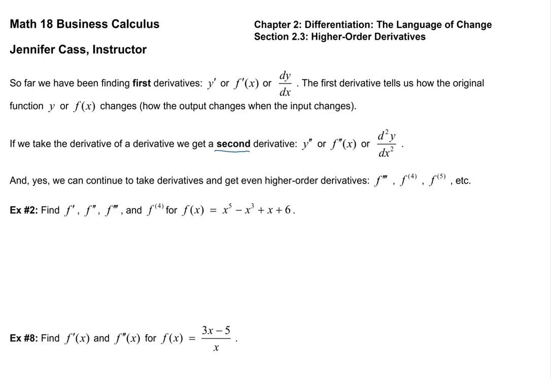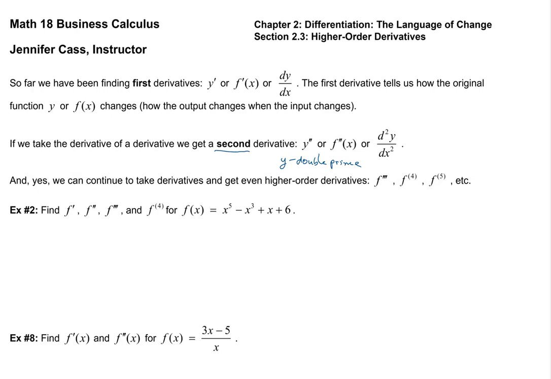Notice the squareds are not in the same place in that notation. And again, I will probably emphasize the prime notation. I'm just saying y double prime, f double prime. And yes, we can continue to take derivatives and get even higher order derivatives. So here's something for the third derivative, f triple prime. And then it gets unwieldy to use primes, so we just say f up here with a little 4 in parentheses, the fourth derivative, the fifth derivative, etc.